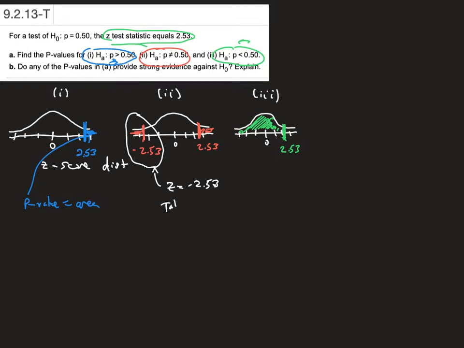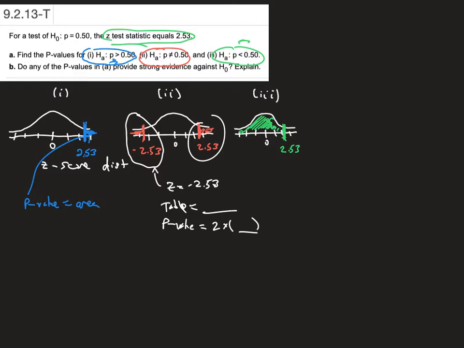The table, when I look that up, well, we'll look it up in a second. Whatever the table value gives me, then the p-value will be twice that, because I have that on both sides.